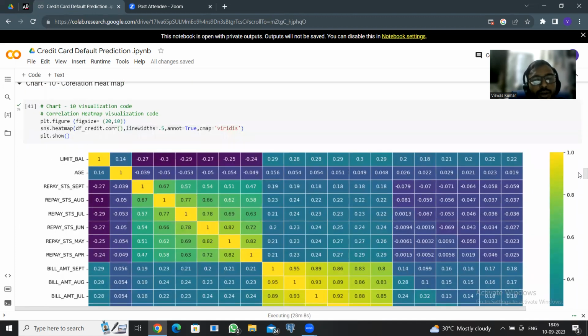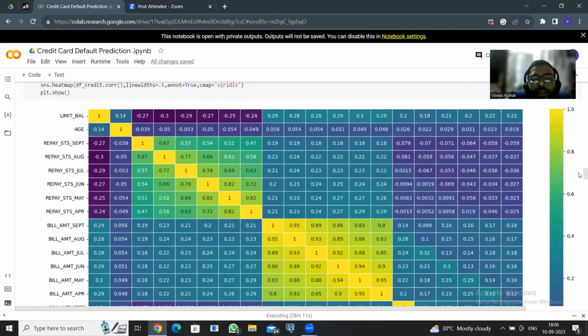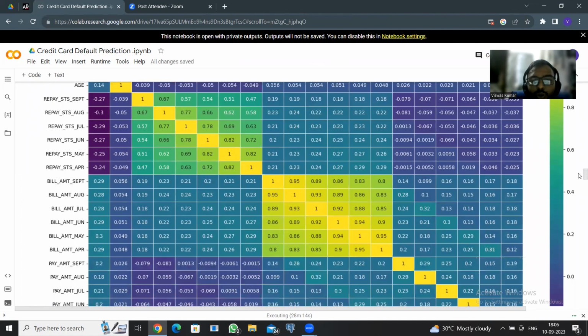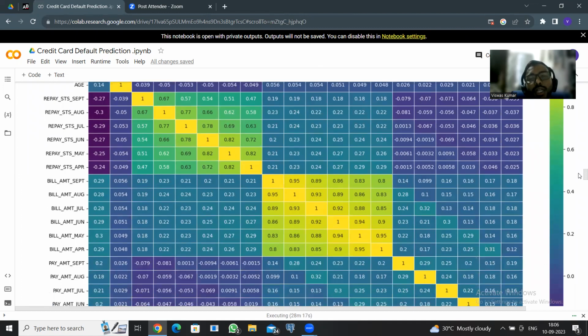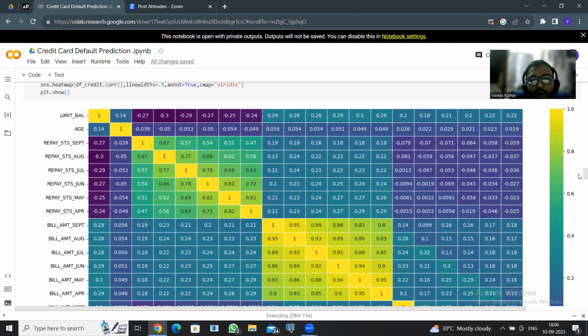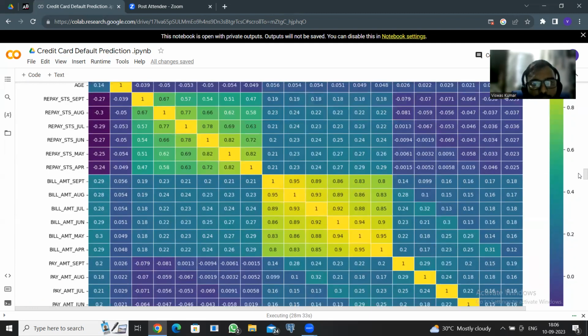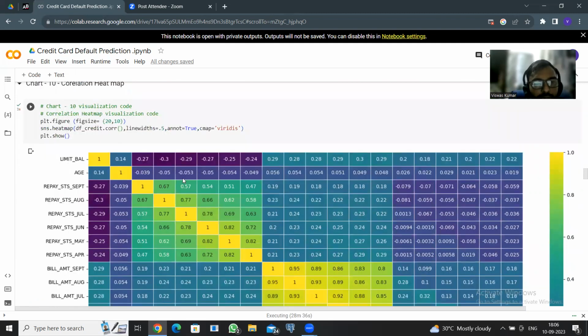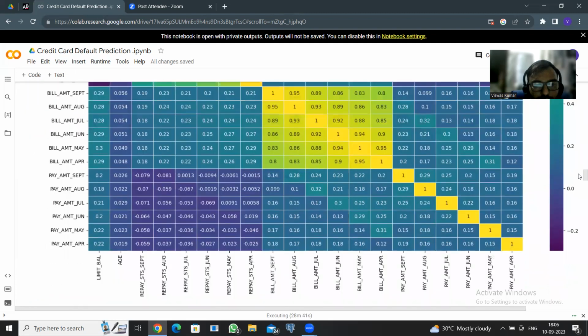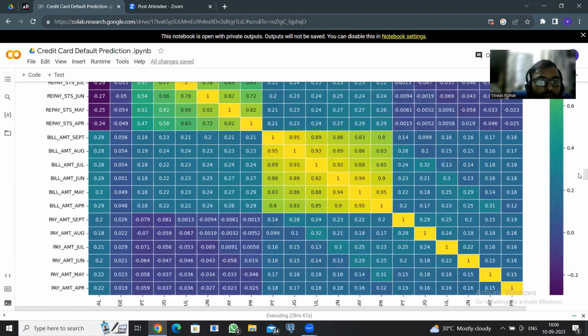By the correlation map, we can see how the features are correlated with the dependent variable and with the other variables. We can see here that the yellow ones are the most correlated features with the dependent variable. So these are the bill amounts. They have been mostly correlated with the same features, and here we can see that the repayment status of September, 0.67, is highly correlated with the repayment status of August.